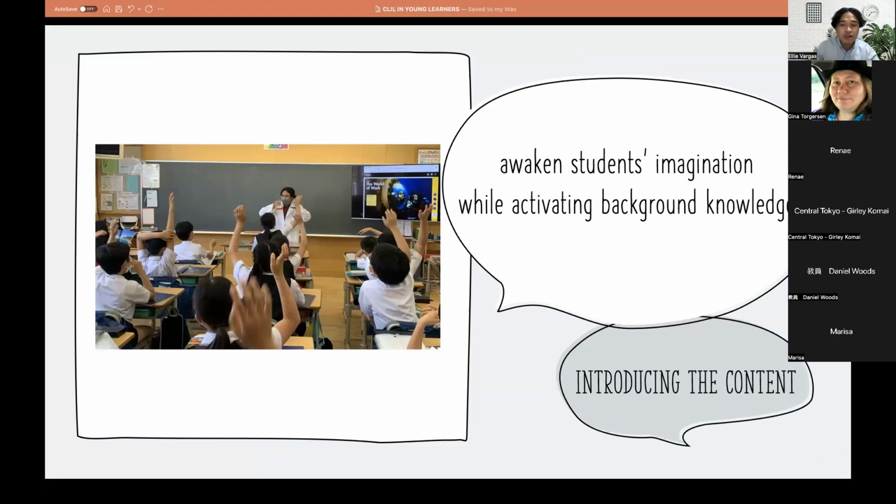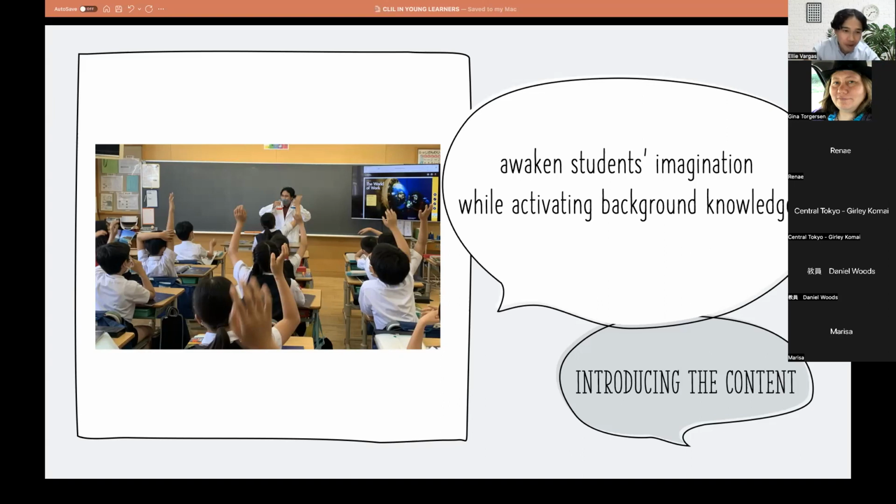So how do we introduce the content? When we introduce, we can use a lot of different ways, like we can awaken our students' imagination. This is me trying to be a fake scientist, a quack scientist right here. I'm holding two beakers of watercolor, and I asked my students what color can I get when I mix them both, so I could activate their background knowledge on colors.